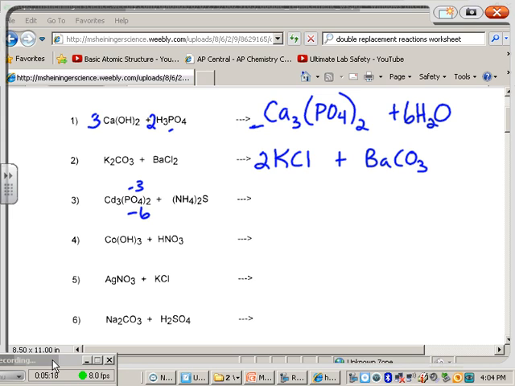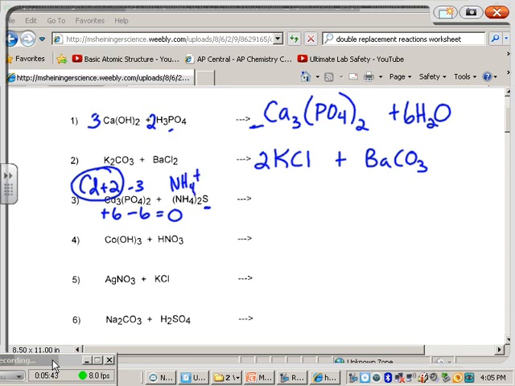I have 3 cadmium in this chemical formula. Those 3 cadmium need to add up to a total of a +6 charge so that the sum of my charges is 0. That means that each cadmium had a +2 charge. Now, why is this important? Because we're going to be putting cadmium together with sulfur over here. So let's do these.